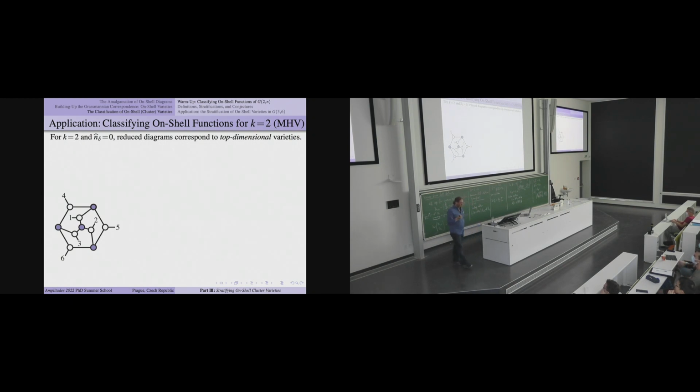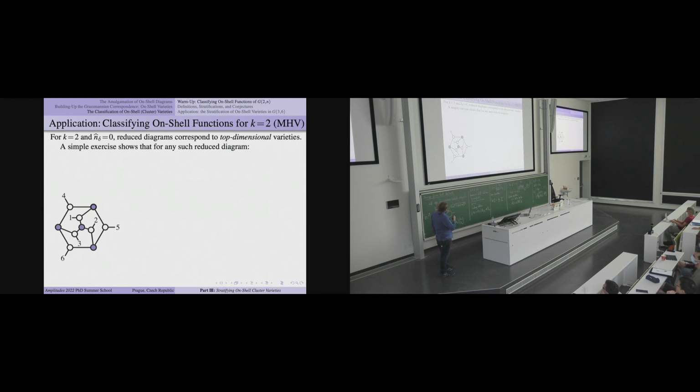You'll recall that n hat delta is 4 times the number of vertices minus 3 times the number of internal edges minus 4, because you're overcounting by overall momentum conservation. Okay, so again, that's graph theoretic. You can calculate that for every one of these diagrams. So when n hat delta equals 0, we're talking about diagrams that correspond to top dimensional varieties. That means that the dimension of the space that we're spanning inside the Grassmannian is actually 2n minus 4, which is the dimension of the Grassmannian. These are like the Parke-Taylor amplitude, okay?